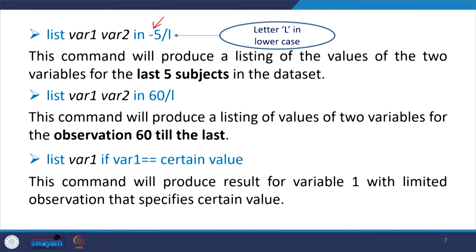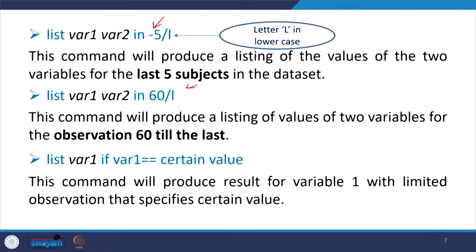Similarly, if you want the observations from 60 till the last, the first 60 are not going to be listed, but 60 till the last is going to be listed. This is the command list 60 slash l. This command will produce a listing of values of 2 variables for the observations 60 till the last.